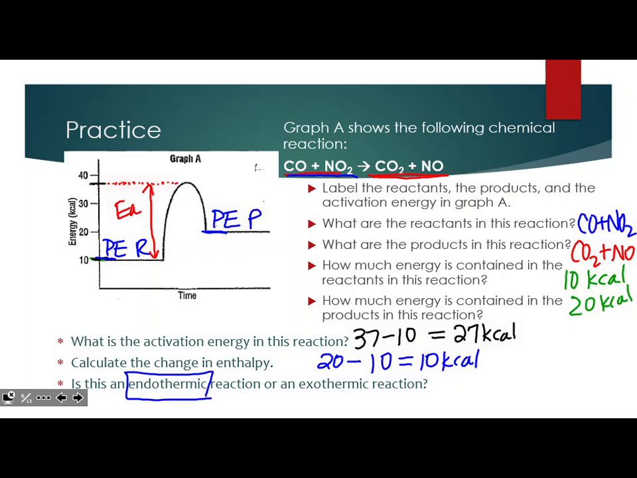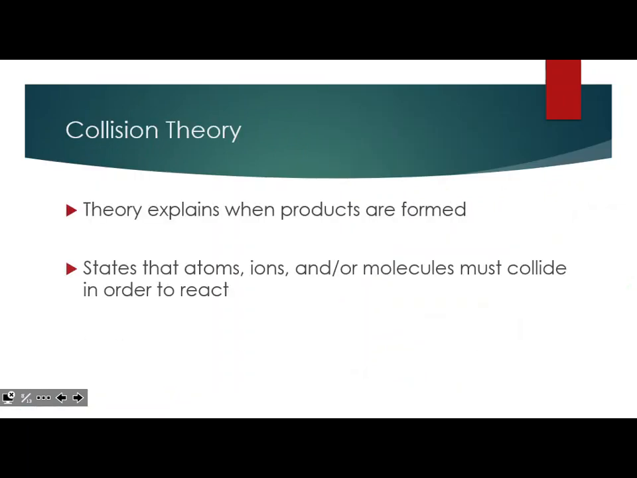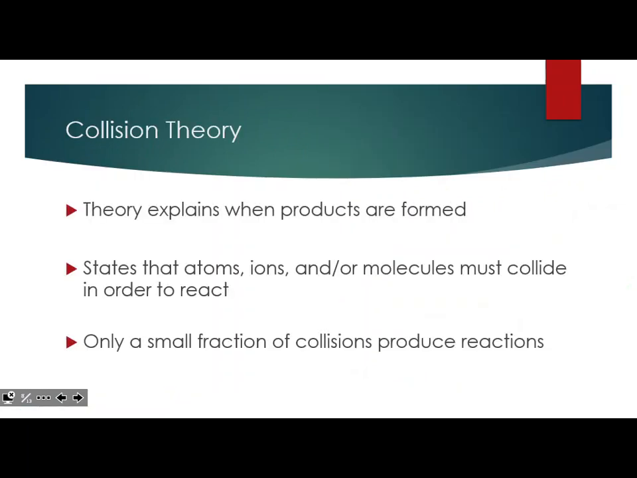All right, so let's talk some collision theory now. Collision theory. No, we're not actually having cars collide, but we are having molecules and atoms and elements collide in order for our reaction to take place. So the definition really here is this point of collision theory states that atoms, ions, and/or molecules must collide in order to react. That is the first thing. If they don't hit each other, there is no way it's going to react. They actually have to physically run into each other.